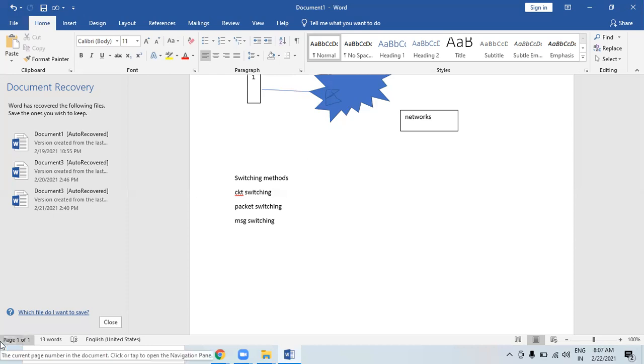So, switching networks, circuit switching network. Just one minute, let me increase the circuit switching network.